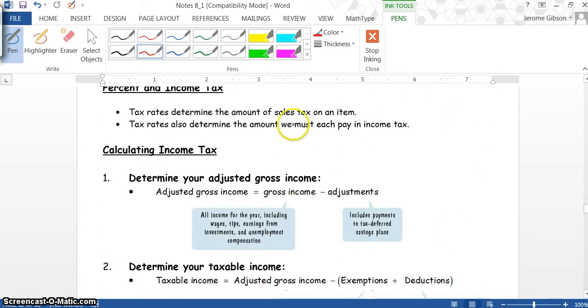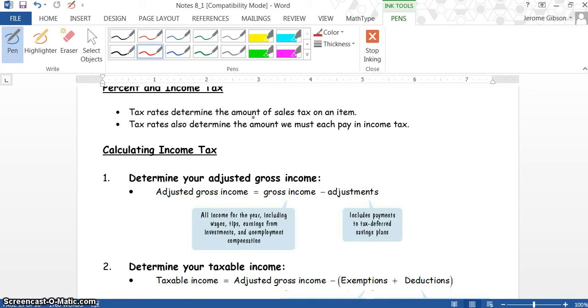Now, percent and income tax. Tax rates determine the amount of sales tax on the item. Tax rates also determine the amount we must each pay in income tax. Calculating income tax. Determine your adjusted gross income. Adjusted gross income equals gross income minus adjustments.